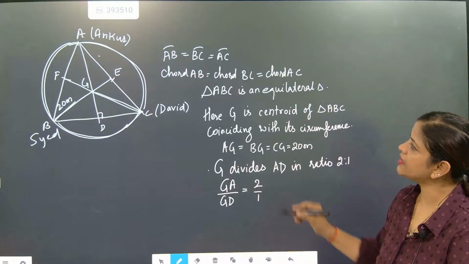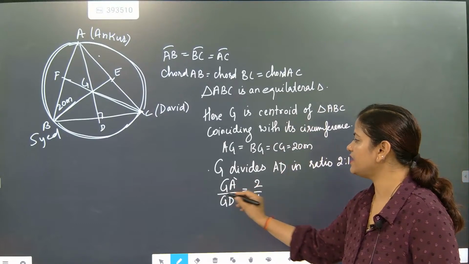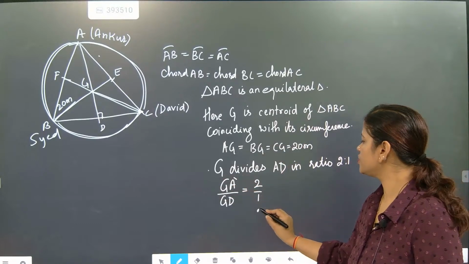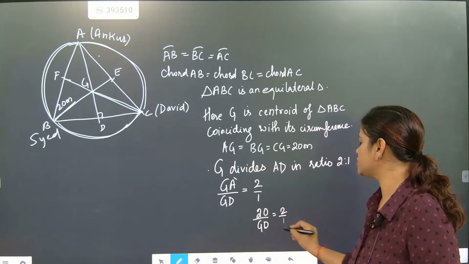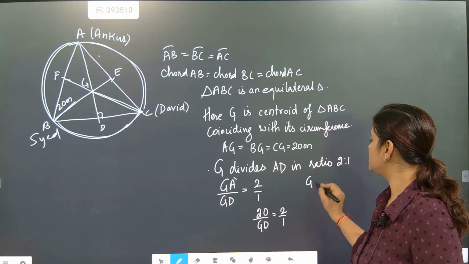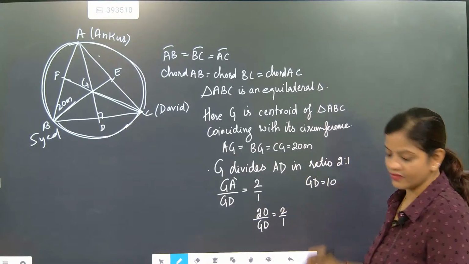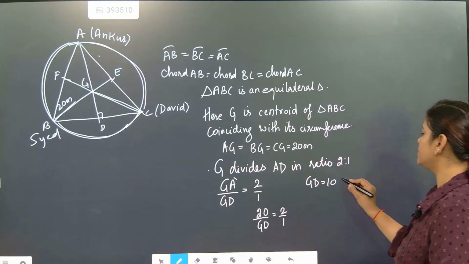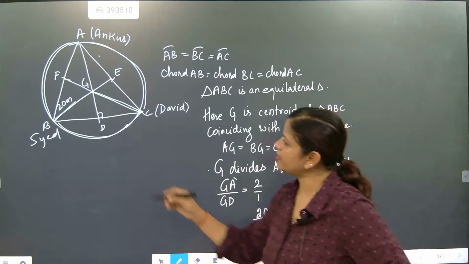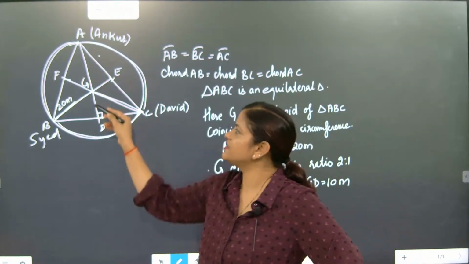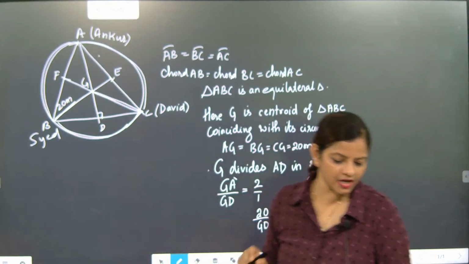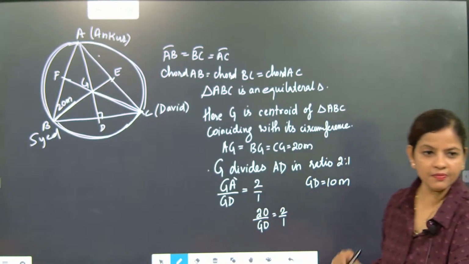So what is GA, beta? GA is 20. So 20 by GD equal to 2 is to 1. So what is GD, beta? GD is equal to 10. Super, very good. So note down, GD is equal to 10 meter. We got a crack point. Understood? So this is 20 and this is 10. So total will become how much, beta? 30.